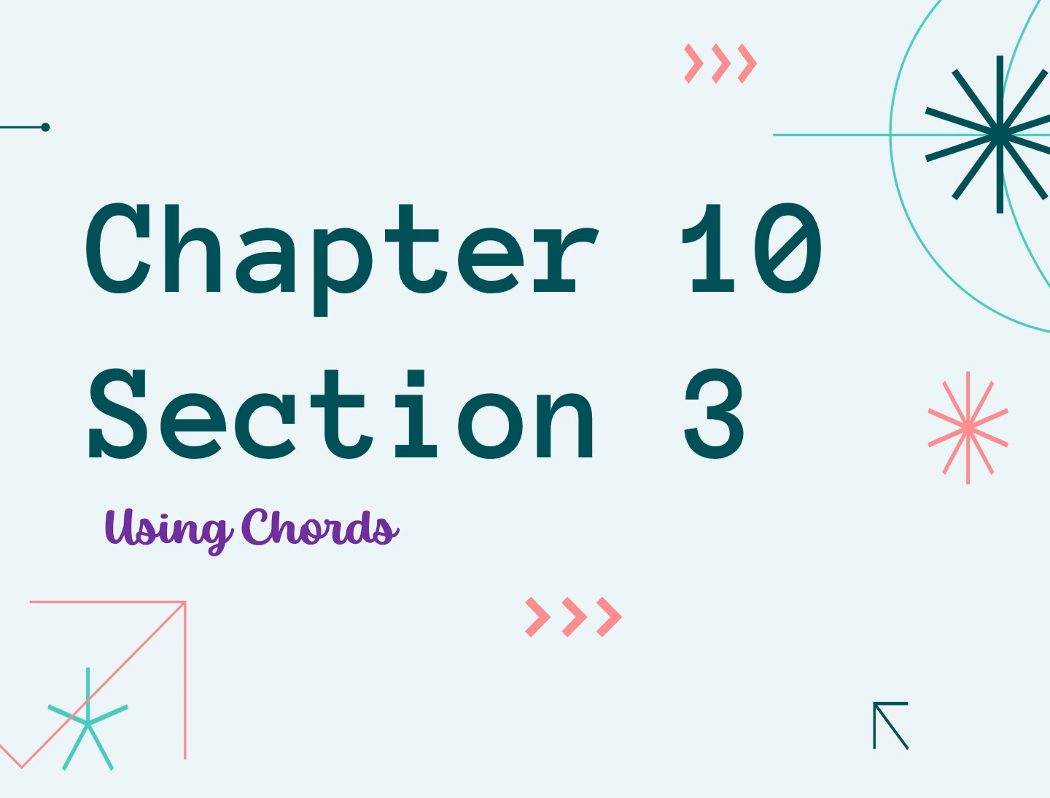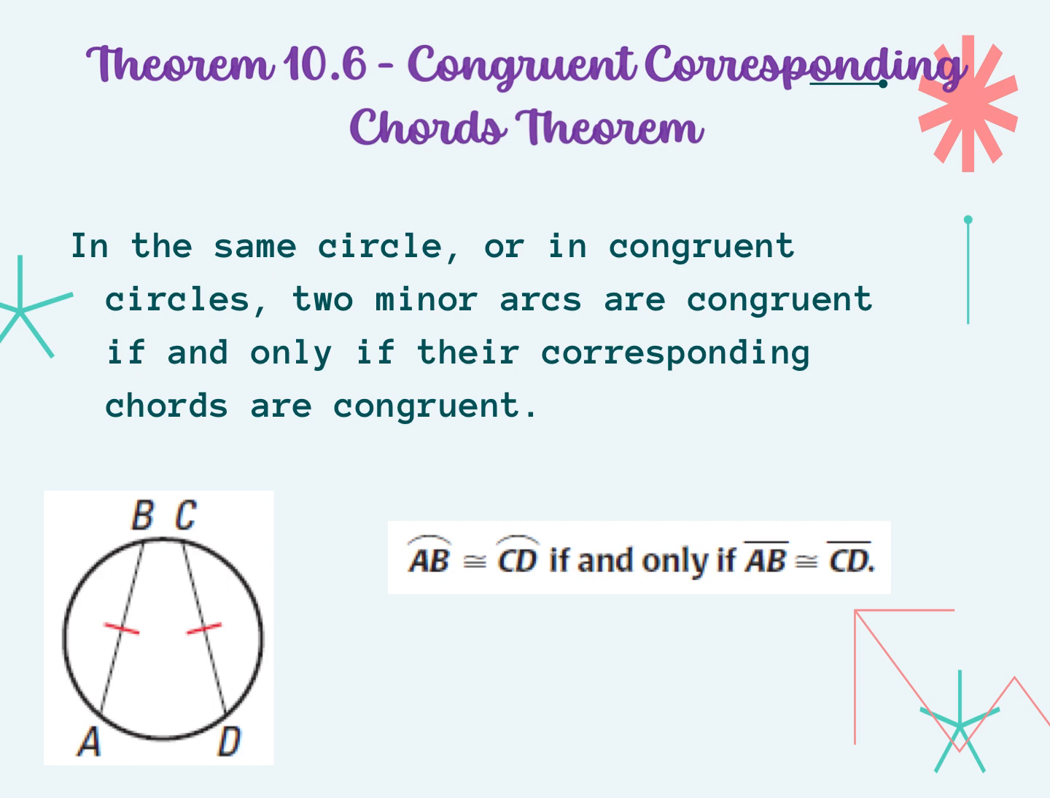We're going to cover Chapter 10, Section 3, and today we're going to be learning how to use chords to find missing parts of our circle. So here is our first theorem. It's called the congruent corresponding chords theorem.